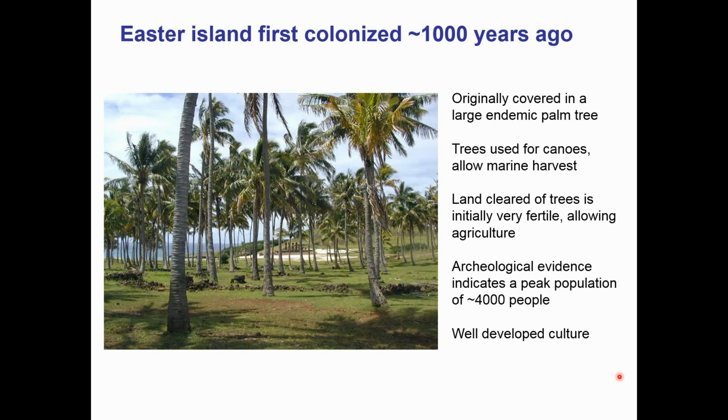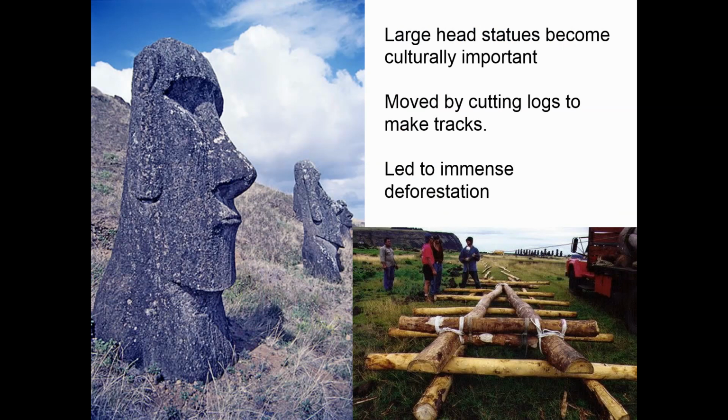Some of it you might recognise. So Easter Island is where we get these large head statues from. These large head statues are made out of stone. These statues become culturally very important. So everybody has to have one of these in their front yard. There are multiple statues in the houses of chieftains and things like that. So these statues become what people live for.